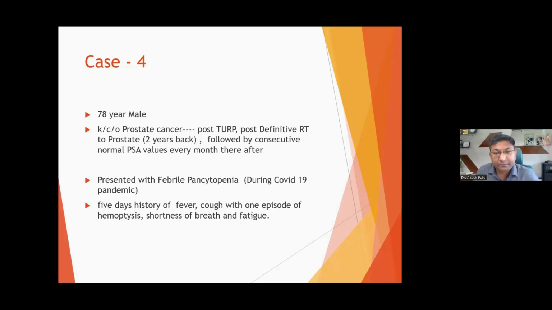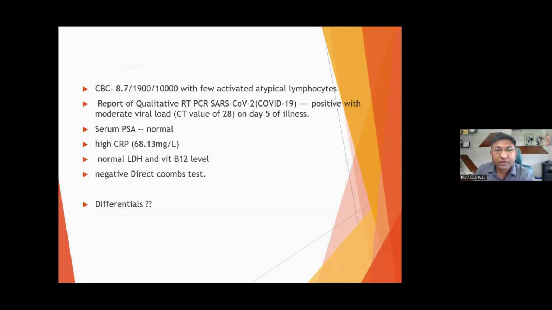So again, a viral infection can also have a pancytopenic picture with fever. So, a 5-day history of fever, cough, 1 episode of hemoptysis, and shortness of breath along with fatigue. We did CBC and there was 8.7 hemoglobin, 1900 WBC and 10,000 platelets. But there were a few activated atypical lymphocytes. So we did COVID-19 testing. It came out positive with moderate viral load on day 5 of illness.